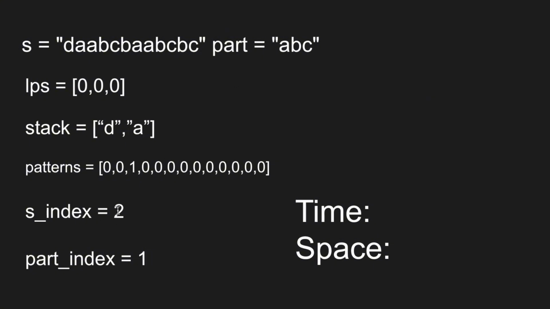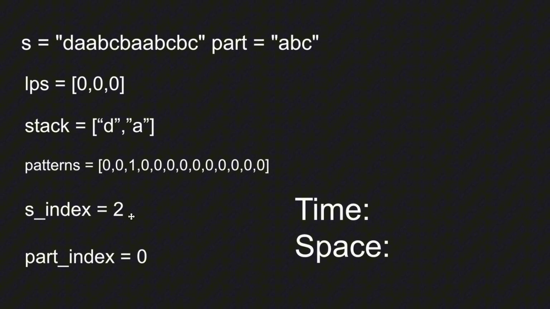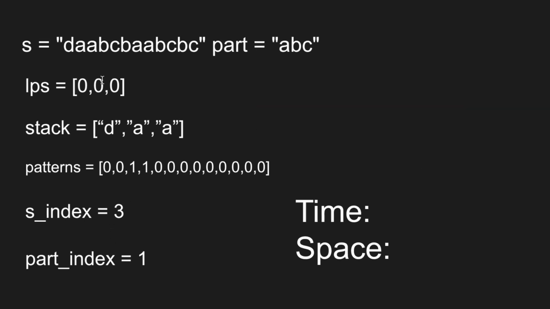Now we compare s of index 2 to part index at 1. They are not equal, so we need to decrement part index back to 0. So s at index 2 is equal to part at 0. So we need to update patterns and add a to the stack. So now s of index 3 is also equal to part of index 1. So we update patterns and then we increment these two indexes again. What these patterns are telling us is basically, at 1, a, we can just start at part of 1, and if we look at patterns, we can just start at part of index 2, so we can skip some repetitive steps.